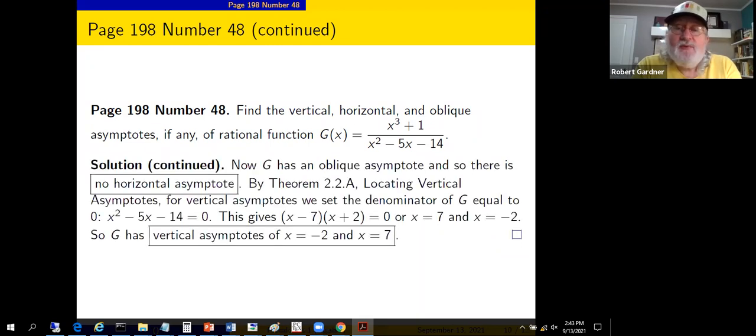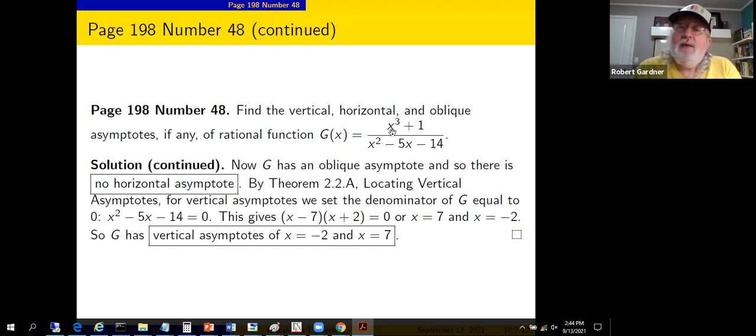All right, so the observation is, just to wrap that one up, G has an oblique asymptote, so there's no horizontal asymptotes. It's too busy having an oblique asymptote. Vertical asymptotes we can still address. By theorem 2.2.a, locating vertical asymptotes, we want to factor this and put it in simplest form.